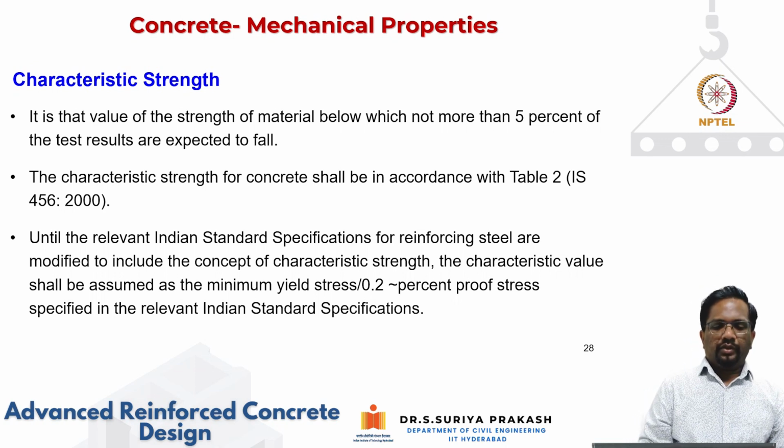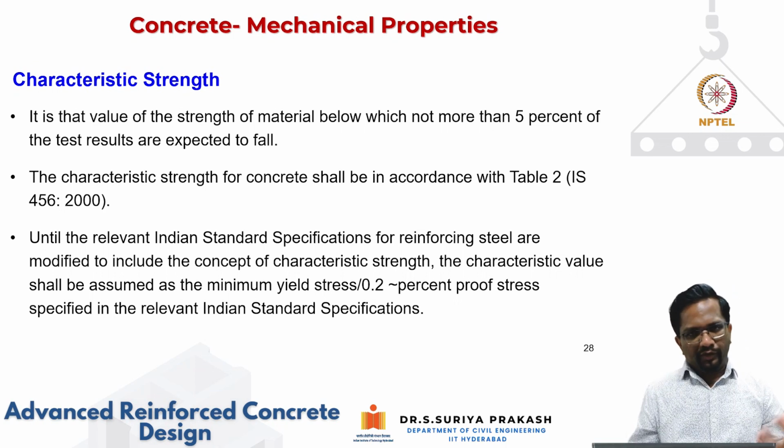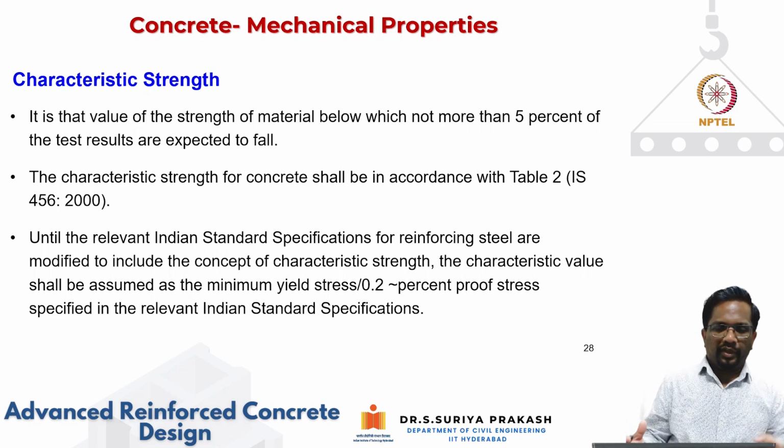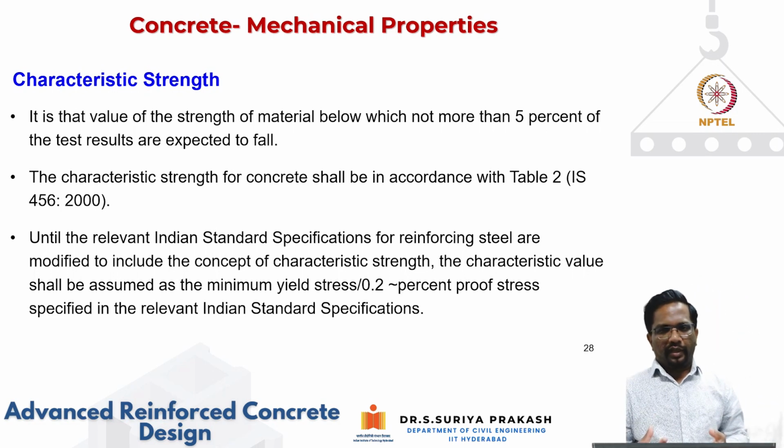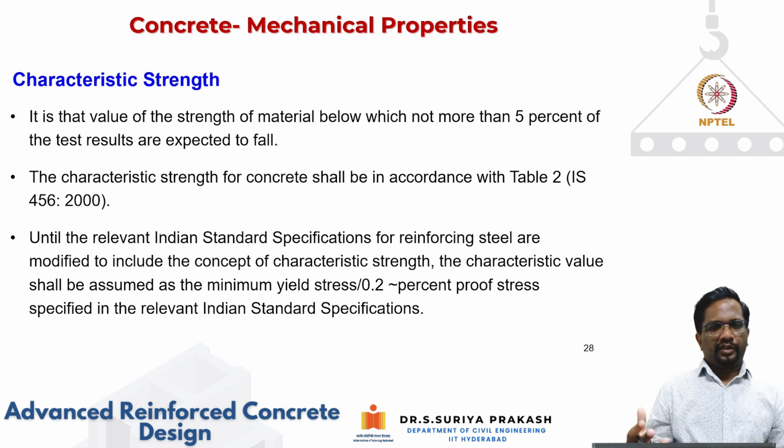So you have to choose. There is a variability in material property. There is a variability in load effect. So we have to reduce the material property or material strength values that we are using in our calculations, and we have to amplify the load effects. That is what the limit state design approach is telling, right?